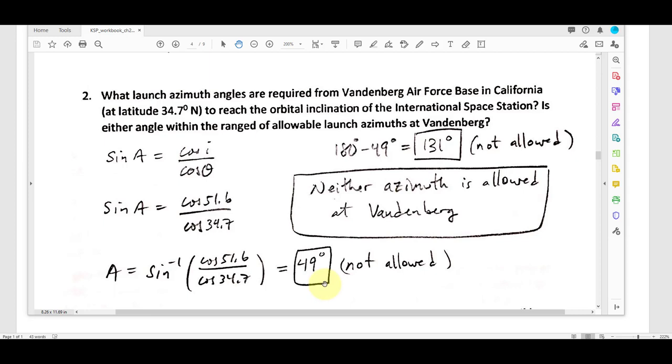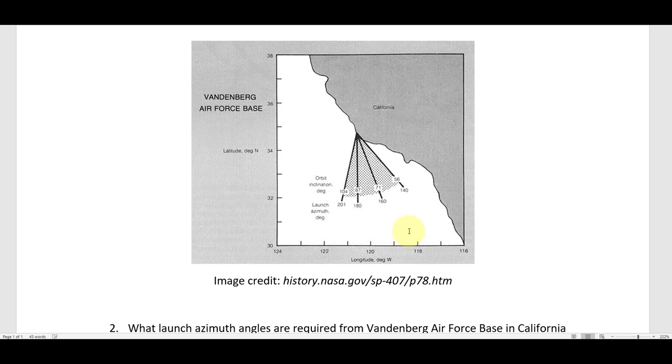So another mathematically viable answer is 131 degrees, but neither of these angles is within the allowable launch azimuth range at Vandenberg. 49 would put it definitely over Southern California, and even 131 degrees is too close to land, to over passing over land, to prohibit that launch azimuth. So it's not practical to launch at least directly into the orbit inclination of the ISS.